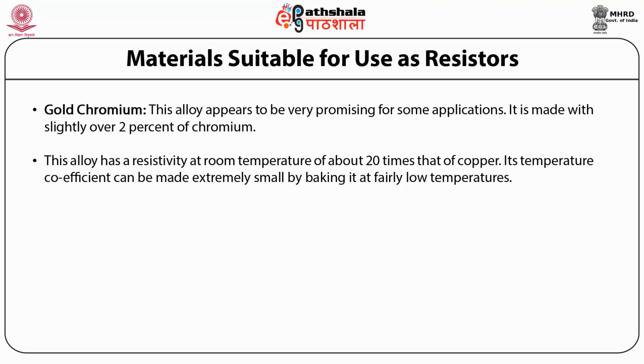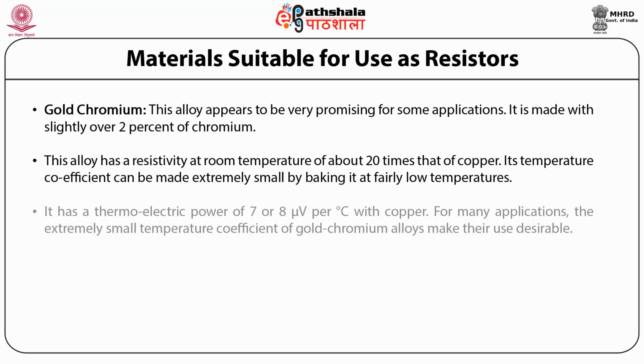Its temperature coefficient can be made extremely small by making it at fairly low temperatures. It has a thermoelectric power of 7 or 8 microvolt per degree Celsius with copper. For many applications, the extremely small temperature coefficient of gold chromium alloys makes their use desirable.